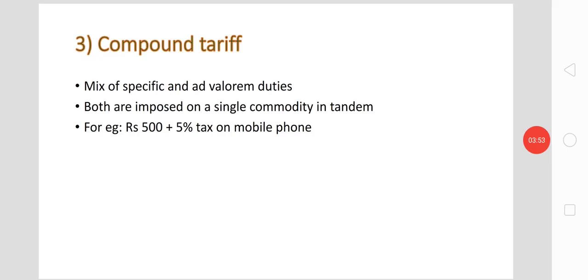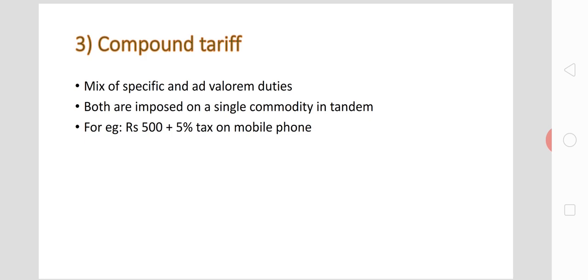So the third one is compound tariff or compound duty. Compound tariff or compound duty is the mix of both specific tariff and ad valorem tariff. Both are imposed on a single commodity in tandem at the same time. Both specific and ad valorem tariffs are imposed on a single commodity.